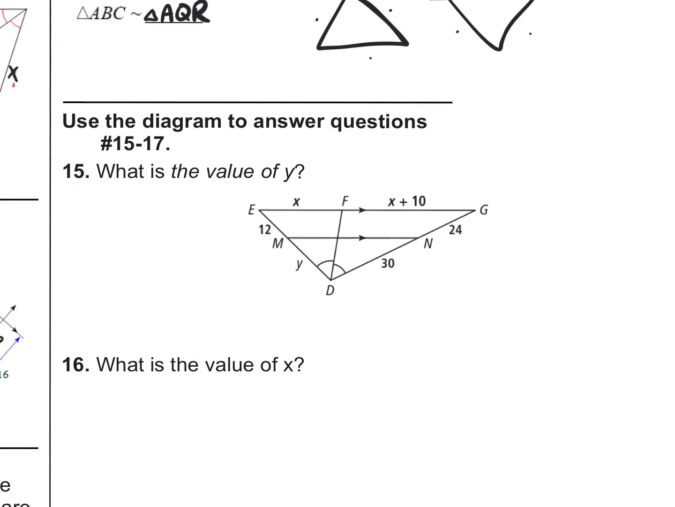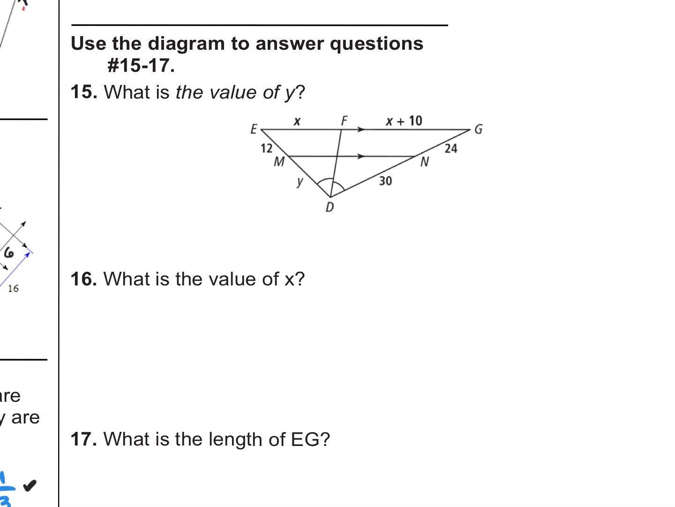Number 15. It wants to know the value of y. What I want you to understand about this diagram is it put 2 different properties together. We have our parallel lines here, and we have our angle bisector. So keep that in mind. We have both properties going on.